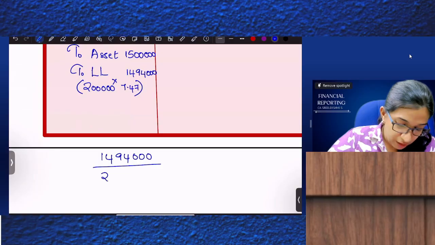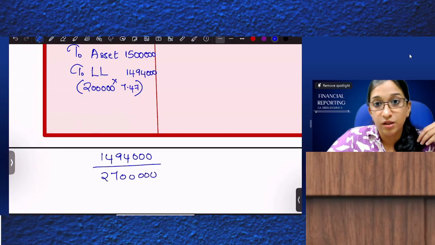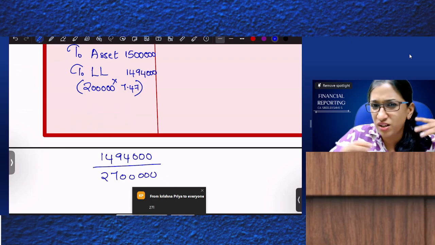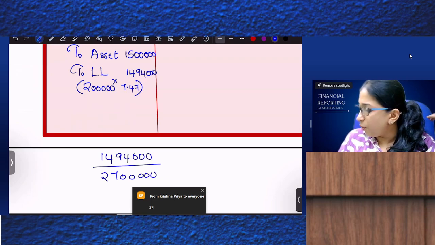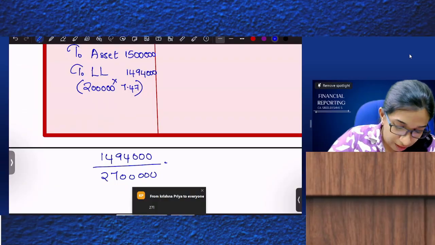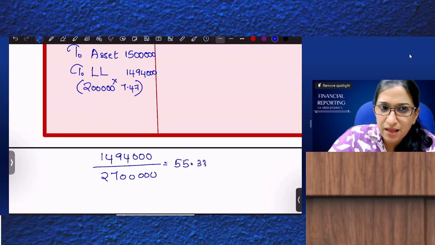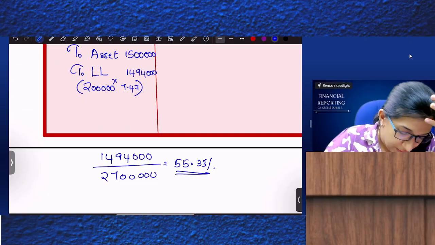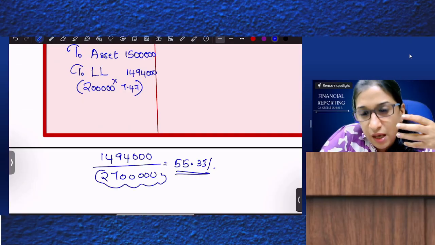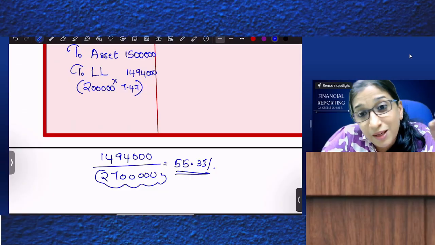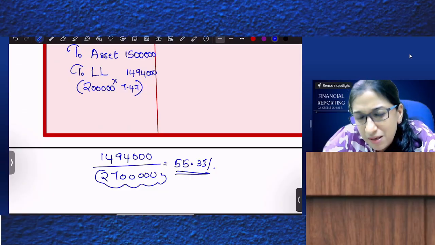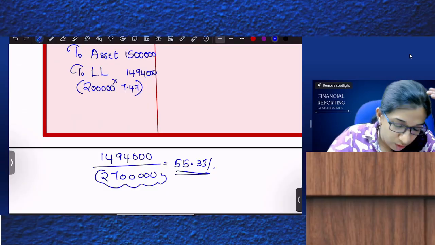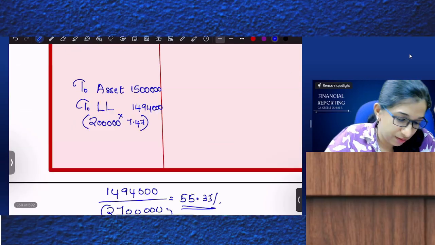But what is the fair value of the asset? 27 lakhs. Now 27 lakhs is the value of the asset, but you leased back and lease liability is only 14 lakh 94, which means the proportion you have taken is only 55 point something. Full capacity you have not leased back. If you had taken the full capacity of the building, then the minimum lease liability would be 27 lakhs plus interest. Present value is only 14 lakh 94, which means 55.33%.